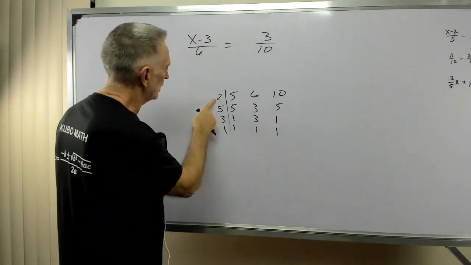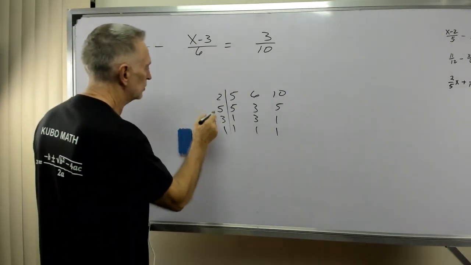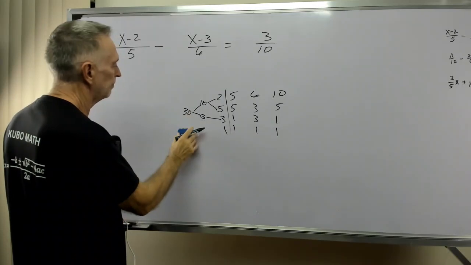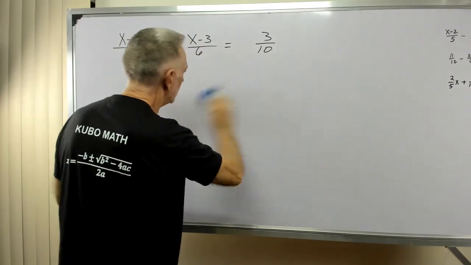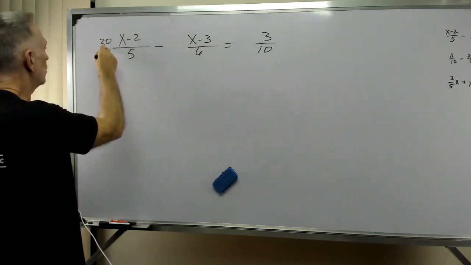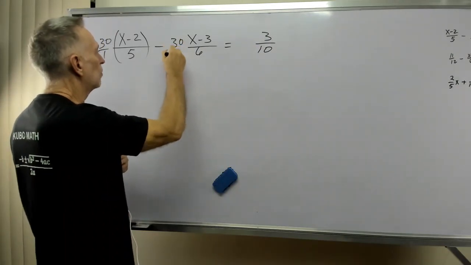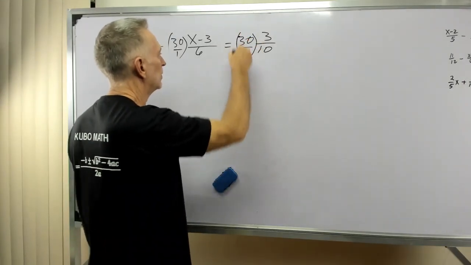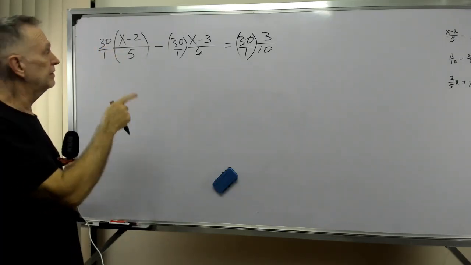5 times 2 is 10. 10 times 3, wow, 30. Same as what we just had, okay? So 5 times 2 is 10. 10 times 3, 30. Times 1, 30. All right. So we can take that 30, I can take now 30 over 1, and I'm going to multiply it by that. So I'm going to multiply 30 over 1 times everything. 30 over 1. Okay?